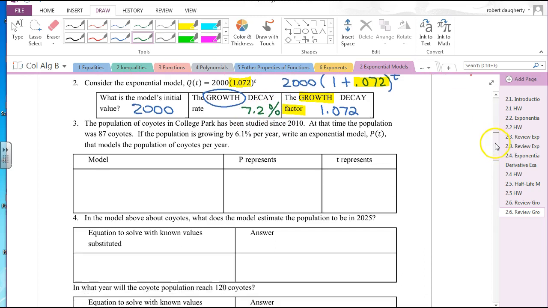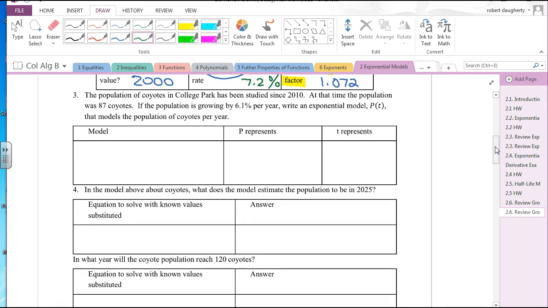Then we have some word problems where I will describe growth or decay, and you have to give a model, and very important, you have to represent what the variables are in the model. In this case, the population of coyotes in College Park has been studied since 2010. At that time, the population was 87 coyotes. If the population is growing by 6.1% per year, write an exponential model, P of t, that models the population of coyotes per year.